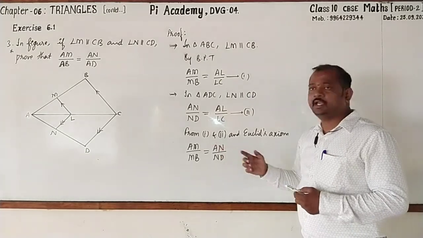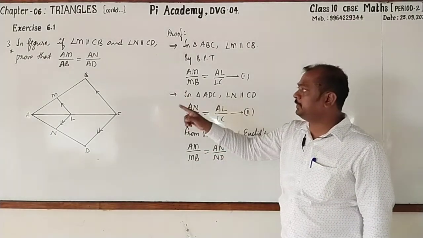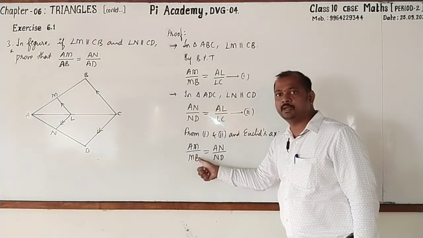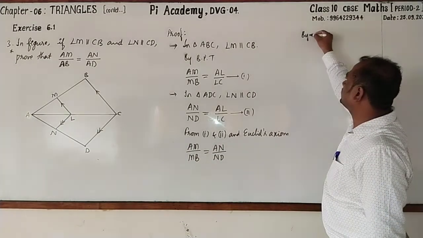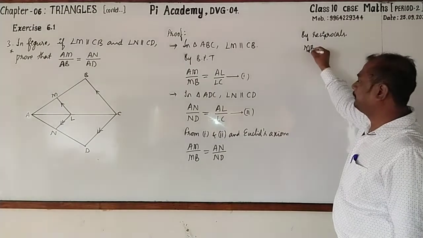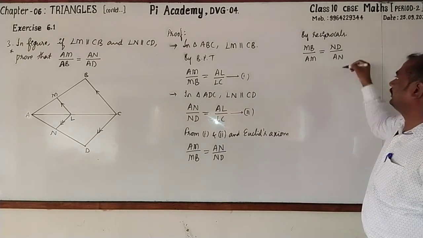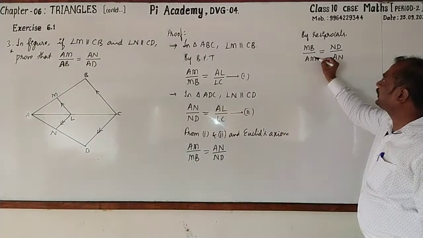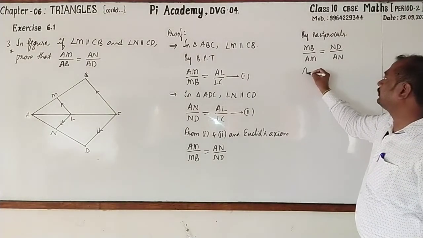But here AM and AN are there, but there is no AB and AD. To get AB, see that AB is AM and BM. AM is there, we want BM. So it should be added. Hence I go for taking reciprocals. By reciprocals, how do you write? We can write it as MB by AM is equal to ND by AN. Followed? Keep that AM as it is. As we need AB, let us go for adding AM to the numerator, AN to the numerator. How? By adding 1 on both the sides.